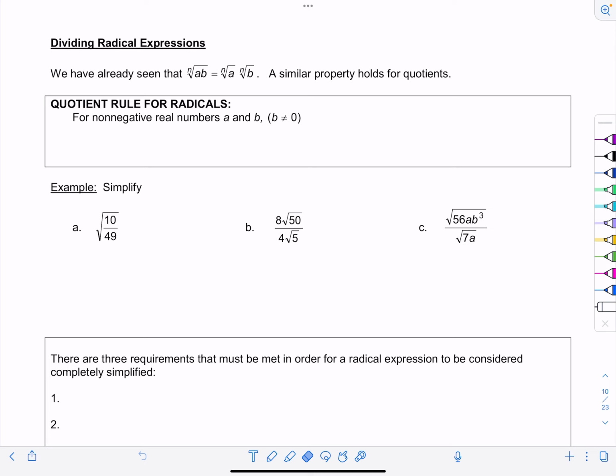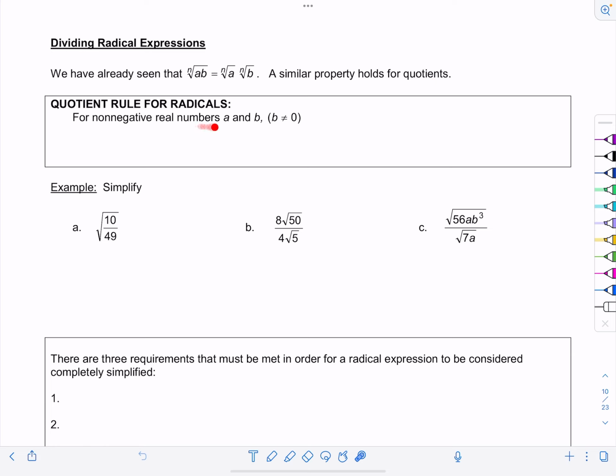Now, building on the last video, we looked at the product rule for radicals. So we've already seen that if you have the nth root of AB, a product under the radical sign in the radicand, you can break it up and write it as the nth root of A times the nth root of B, as long as A and B aren't negative. And a similar property holds for quotients. So here's the quotient rule for radicals.